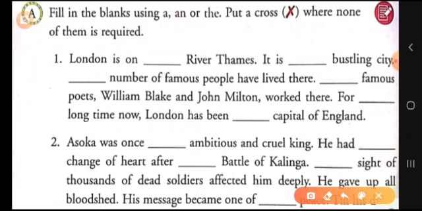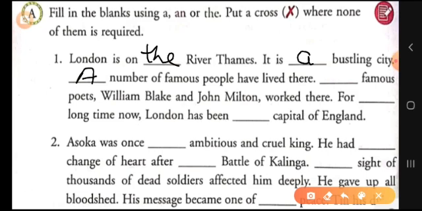London is on dash river Thames. So what is the article that is to be used? We use the before it. Why? Because river Thames is a definite thing. And before a definite thing we use the article the. It is a bustling city. Right? A number of famous people have lived there. So now you have got what you have to do in this exercise.